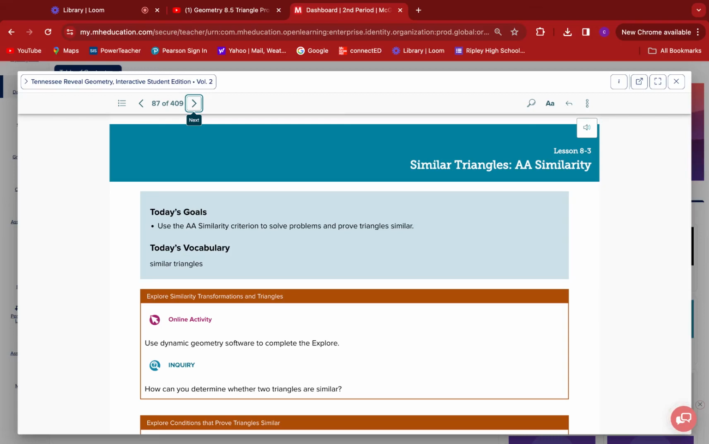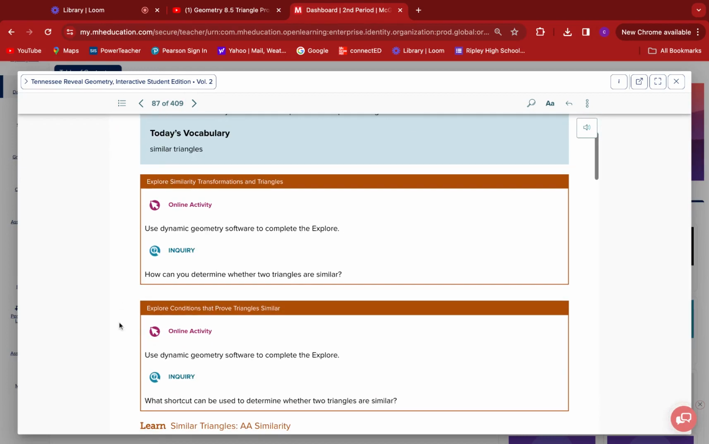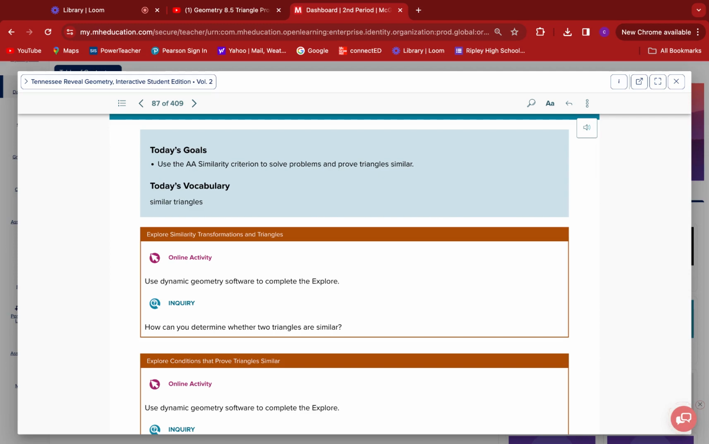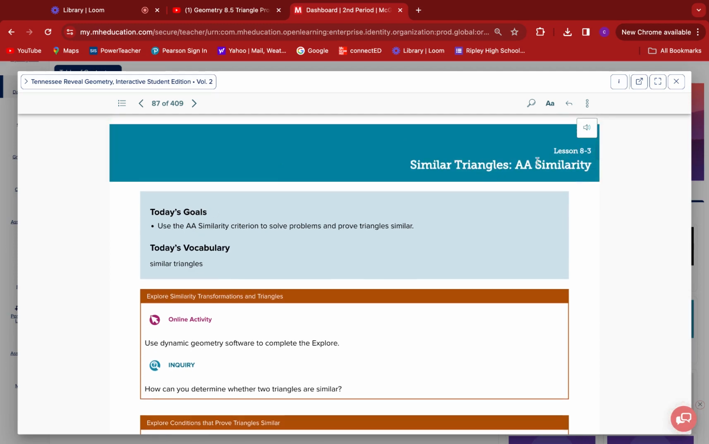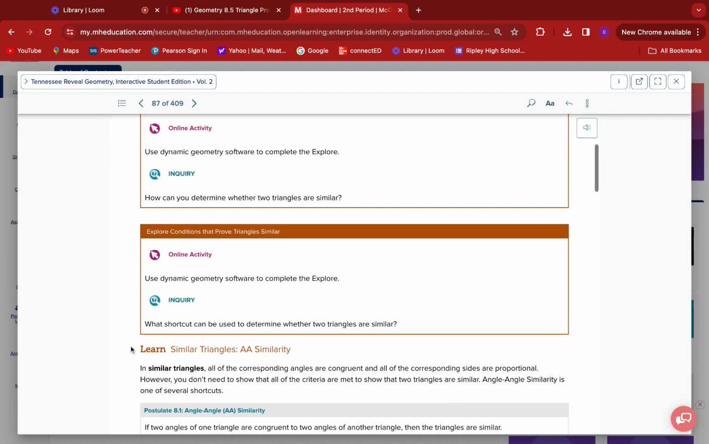Similar triangles for the angle similarity. Okay, so A stands for angles, S stands for sides, and since there's two A's, angle. All right, let's get into it. I'm on page 477 in your workbook.